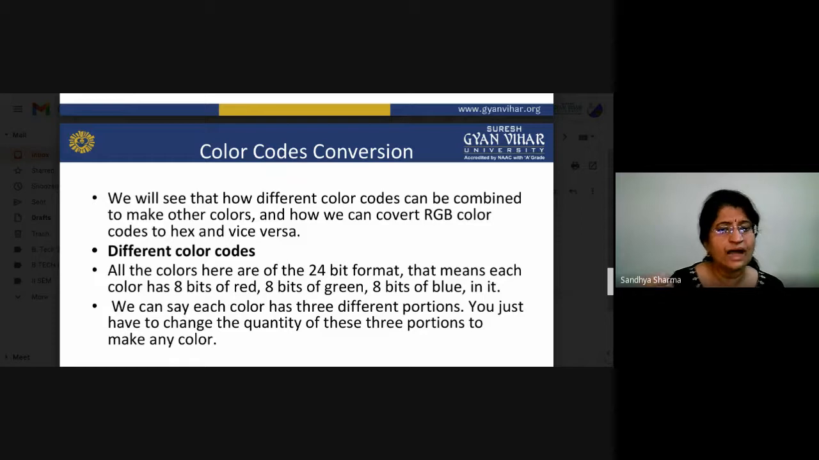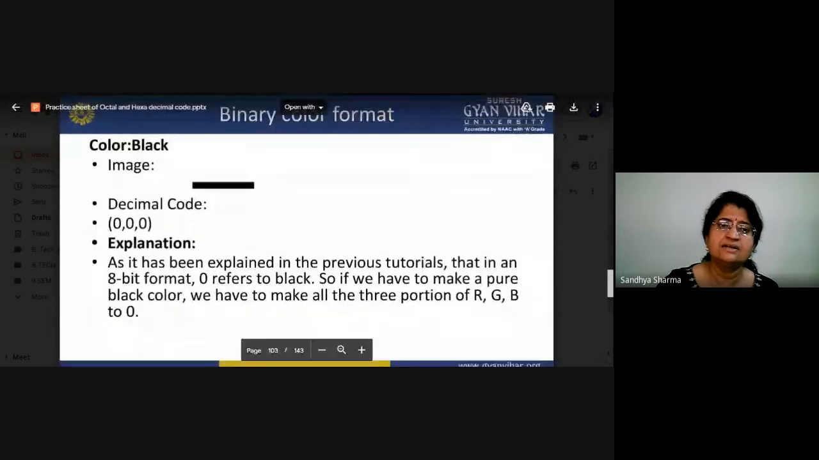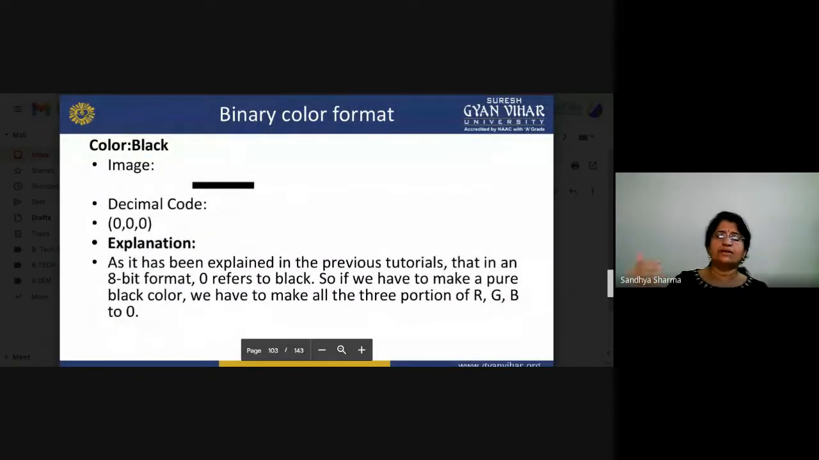And you have to change the quantity of these three portions to make any color. You can use these different shades of your colors to make another color. Suppose we have to define the black. What about the black? That is basically an image of our black color.